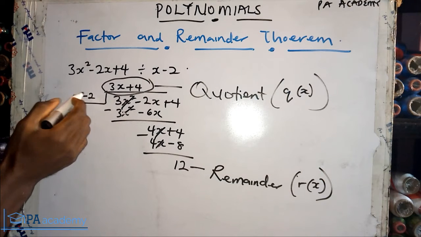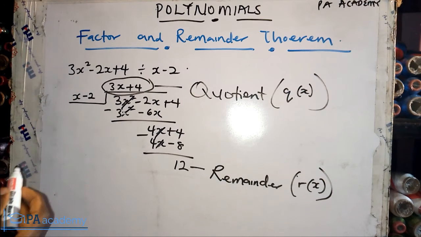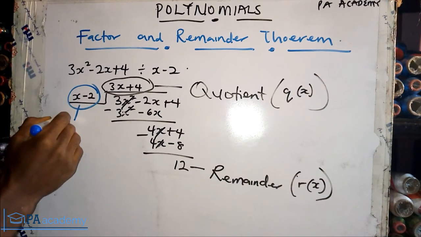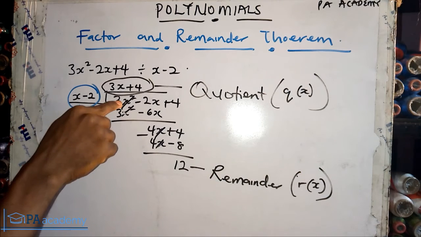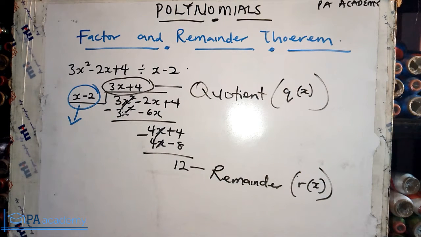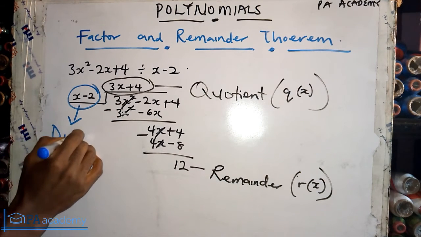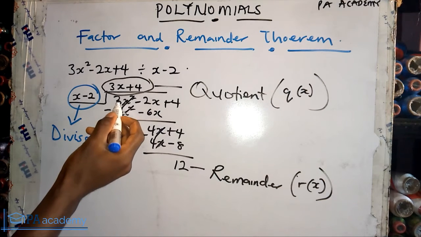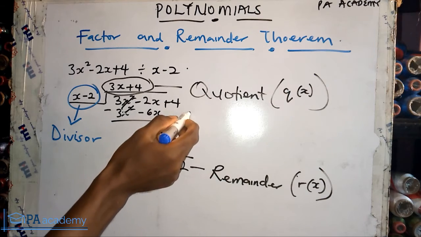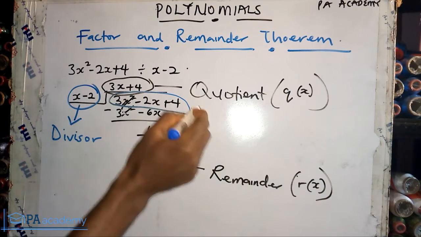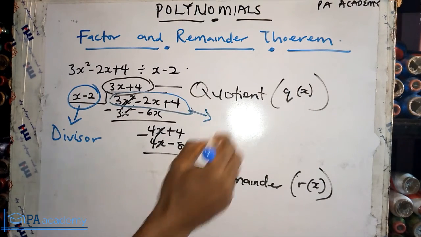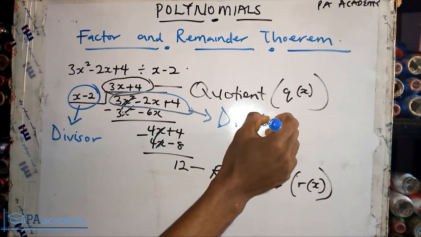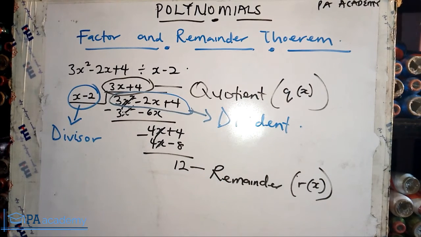Now this x minus 2 that we are having here, that is dividing 3x squared minus 2x plus 4, so we call that one the divisor. While this 3x squared minus 2x plus 4, the one we are having here, we call this the dividend. So it's important to know these 4 terms.